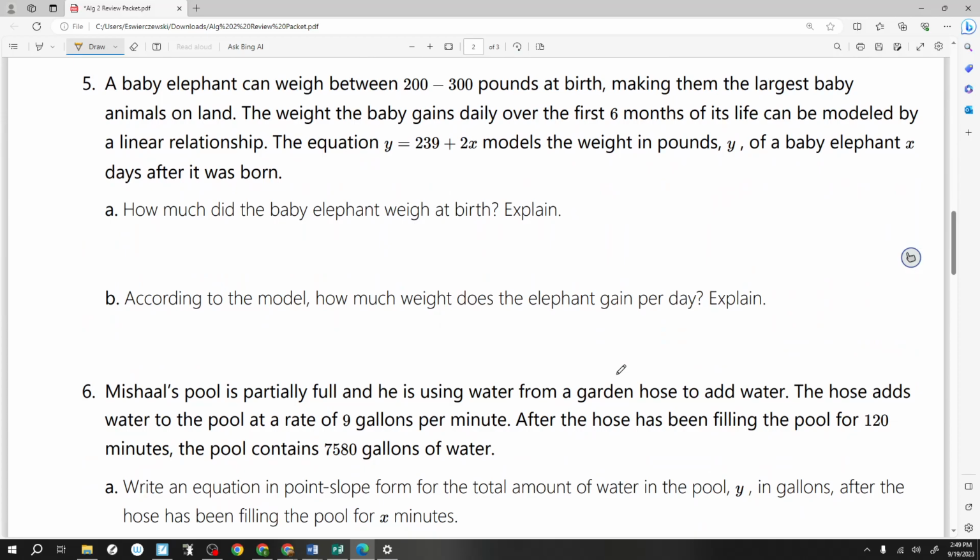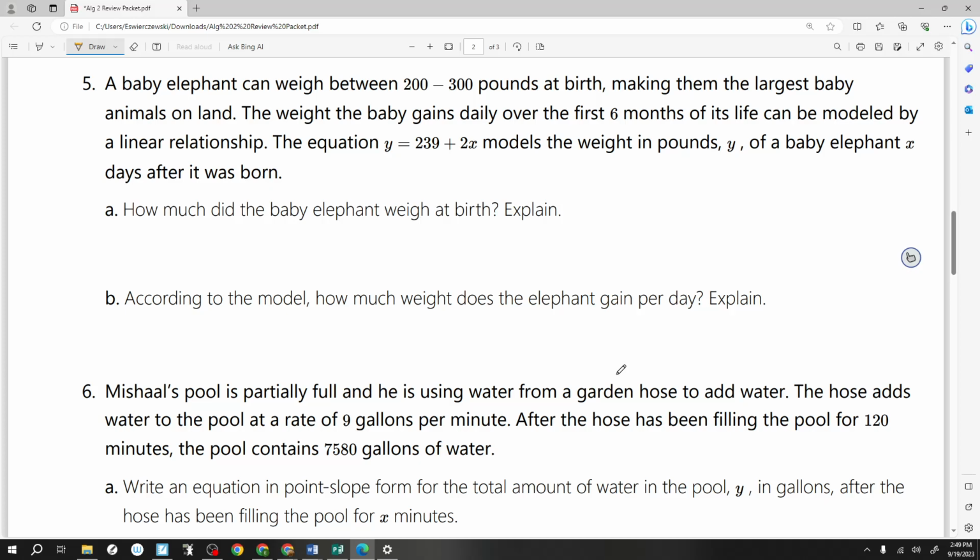Okay, oh man, words. Okay. A baby elephant can weigh between 200 and 300 pounds at birth, making them the largest baby animals on land. The weight the baby gains daily over the first 6 months of its life can be modeled by a linear relationship. The equation y equals 239 plus 2x models the weight in pounds y of a baby elephant x days after it was born.